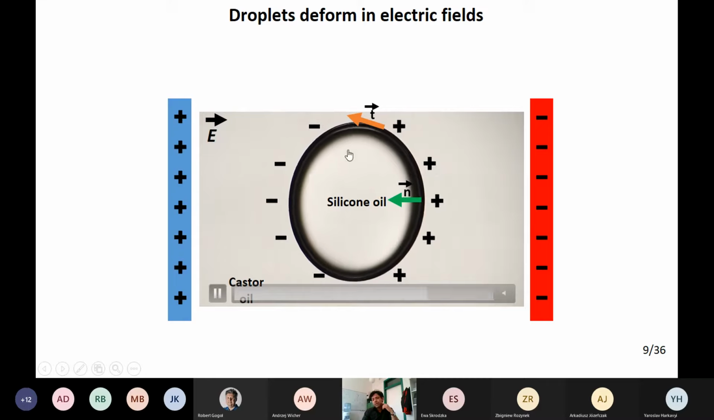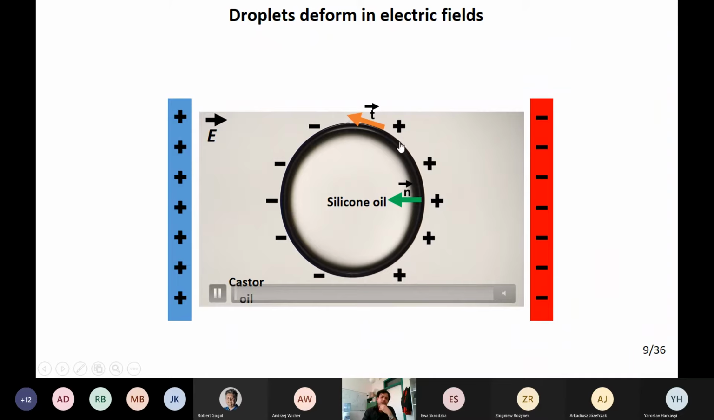Now, if we add particles at the drop interface, what will happen? When the droplet is fully covered by particles, this tangential stress will be absorbed by the particles, and no electrohydrodynamic flow will be induced around the droplet, as we saw previously with the pure silicon oil droplet. I will show you in more detail how the flow changes with the particle coverage in the next few slides.